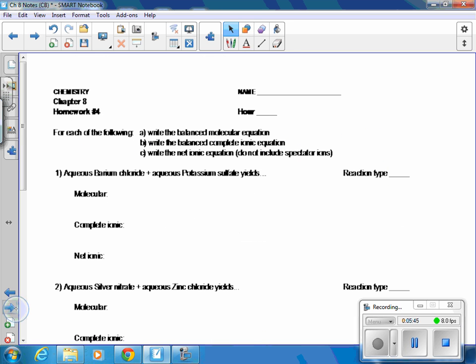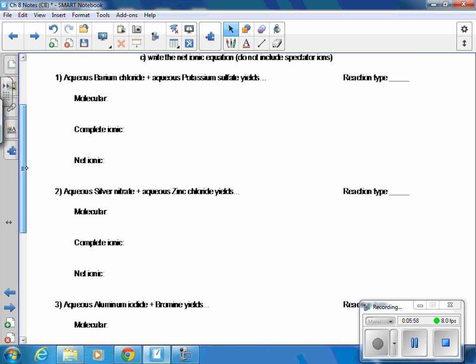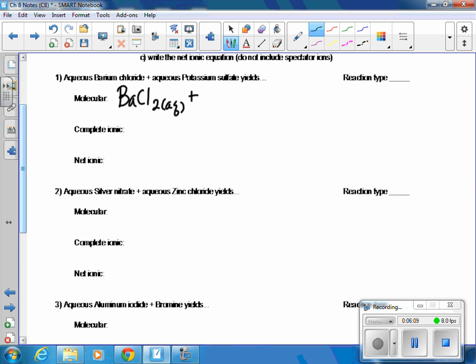So I'd like you to go ahead and take a look at your homework. And I believe, again, I have this misnumbered, that yours is homework number 5. And we are going to rewrite all of this. So let's take a look at the very first one. So we have aqueous barium chloride. So my molecular is going to be barium chloride. It says it's aqueous, plus potassium sulfate.